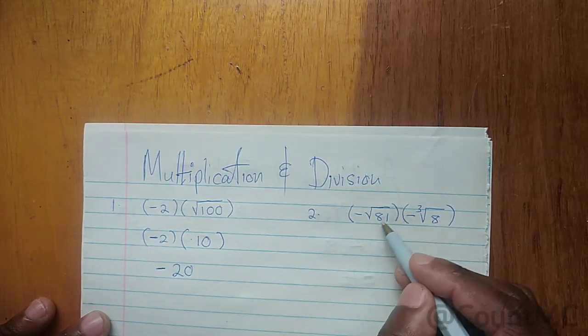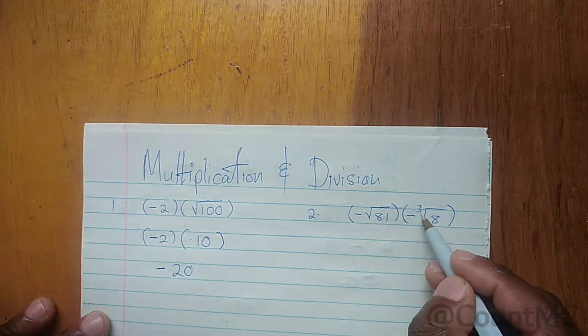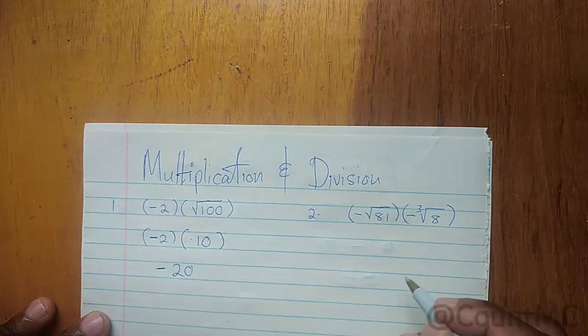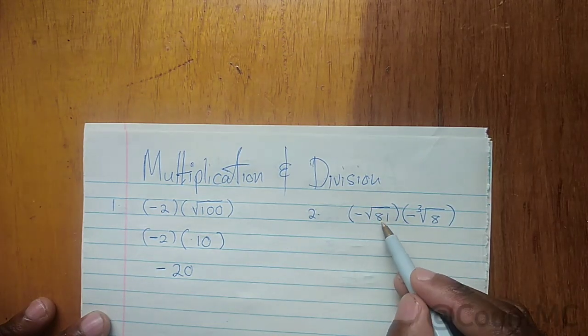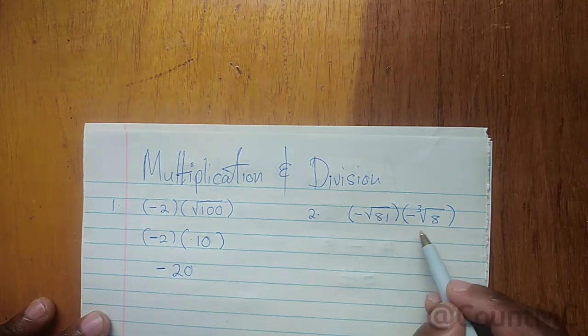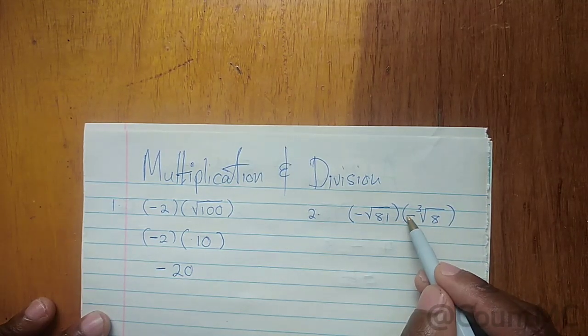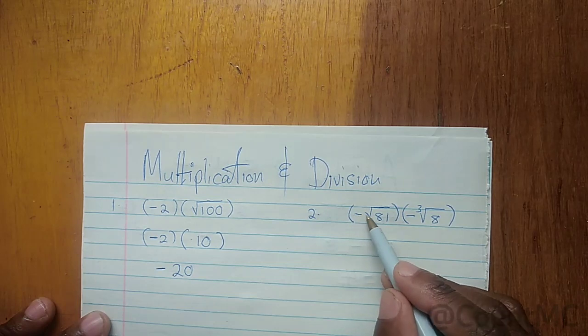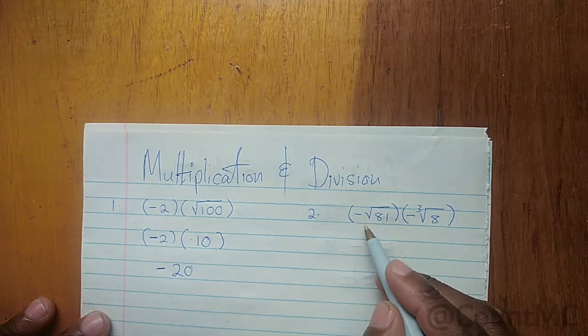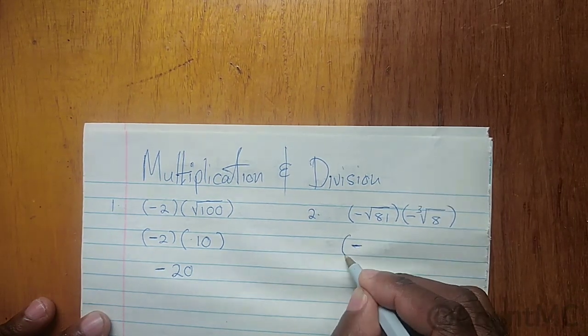Next, minus square root of 81 times minus cube root of 8. So the square root is only affecting things under the square root sign. The cube root is also affecting things under the cube root sign. So this minus is not affected by this. This is also not affected by the square root. So we put the minus back.